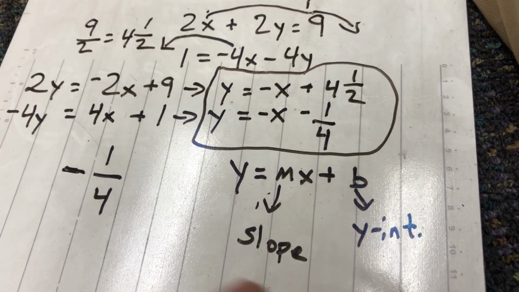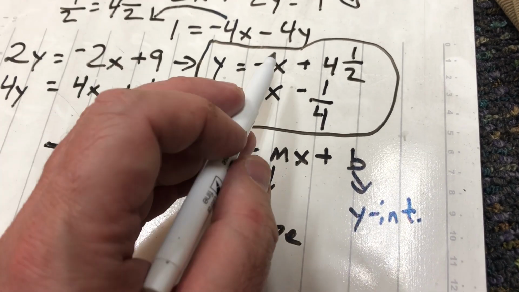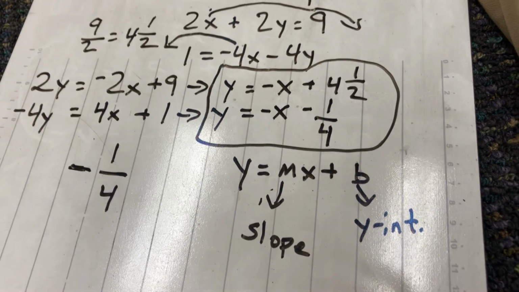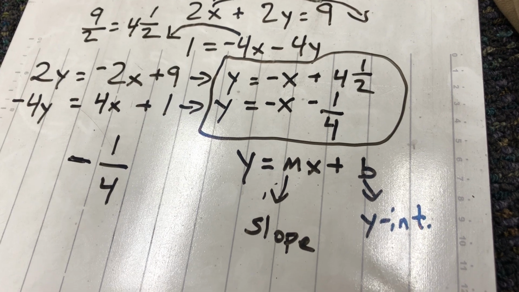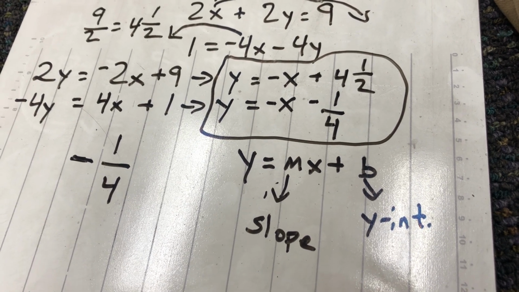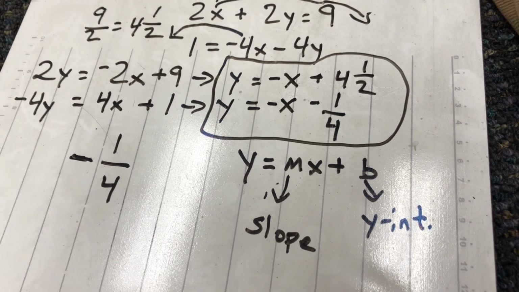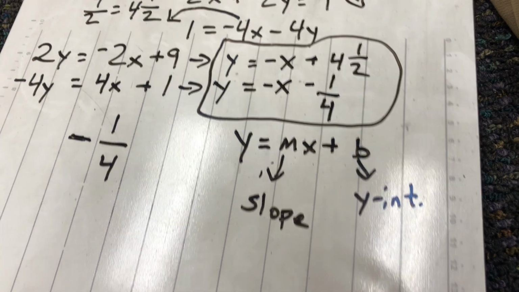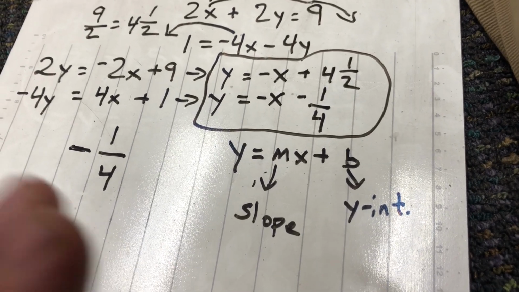So what does that mean? Well, these are two lines that have the same slope. They both have a slope of negative 1. But the y-intercept is not the same, which means where they cross the y-axis is not the same, which means we have two completely different lines with the same slope. That means they're parallel lines, and you should have learned long ago that lines that have the same slope are parallel.